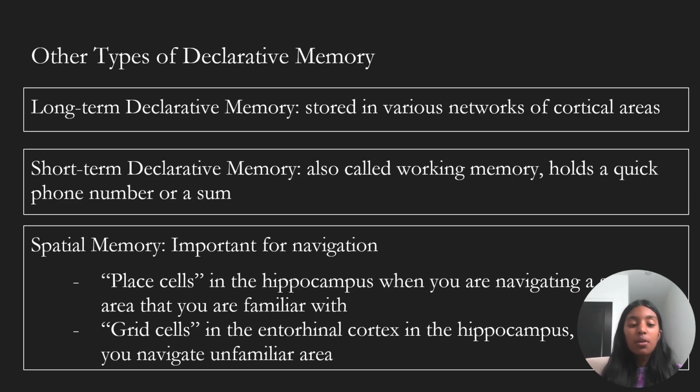So now let's talk about other types of memory. So there's long-term declarative memory, which is stored in various networks of the cortical areas. Short-term declarative memory, also called working memory, holds a quick phone number or sum. Spatial memory is important for navigation. So when you're navigating familiar areas like your house or neighborhood, the place cells in the hippocampus light up, but the grid cells in the entorhinal cortex in the hippocampus light up when you're navigating unfamiliar areas.